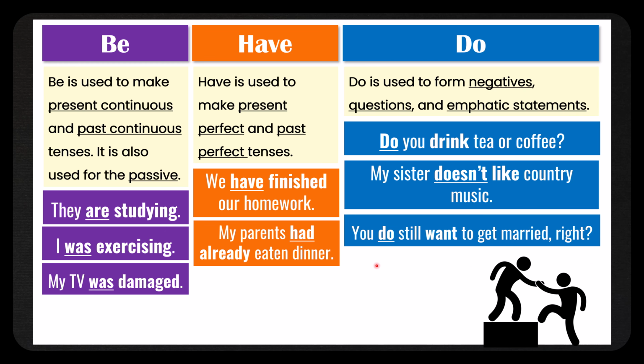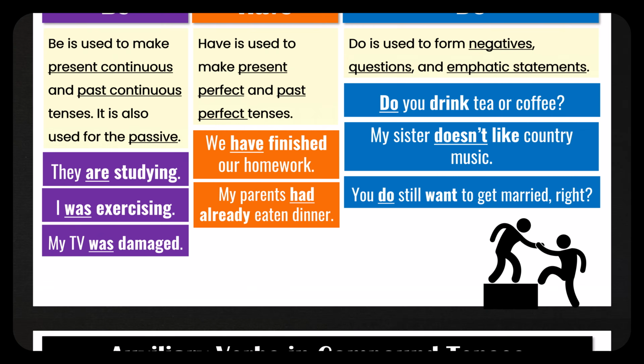And the last example: you do still want to get married, right? So in this example, the main verb is want, and the auxiliary do is used for emphasis. The speaker is affirming or confirming the statement and expects a response. This sentence would still be correct if do was not in the sentence, but do provides emphasis. You do still want to get married, right?